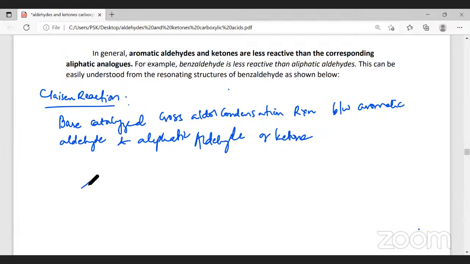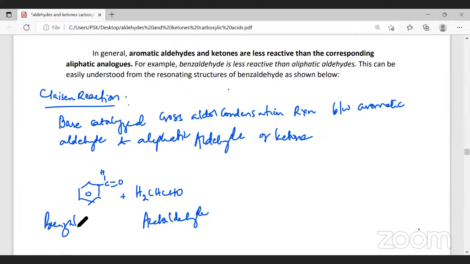Now, for an example, if we take benzaldehyde, we can write benzaldehyde like this: C6H5, C double bond. This is an aromatic aldehyde. If I write acetaldehyde like this, H2CH-CHO, CH3CHO is called acetaldehyde. This is acetaldehyde. This is benzaldehyde. So in the presence of a base like sodium hydroxide, what happens? This H and this OH get eliminated as water.